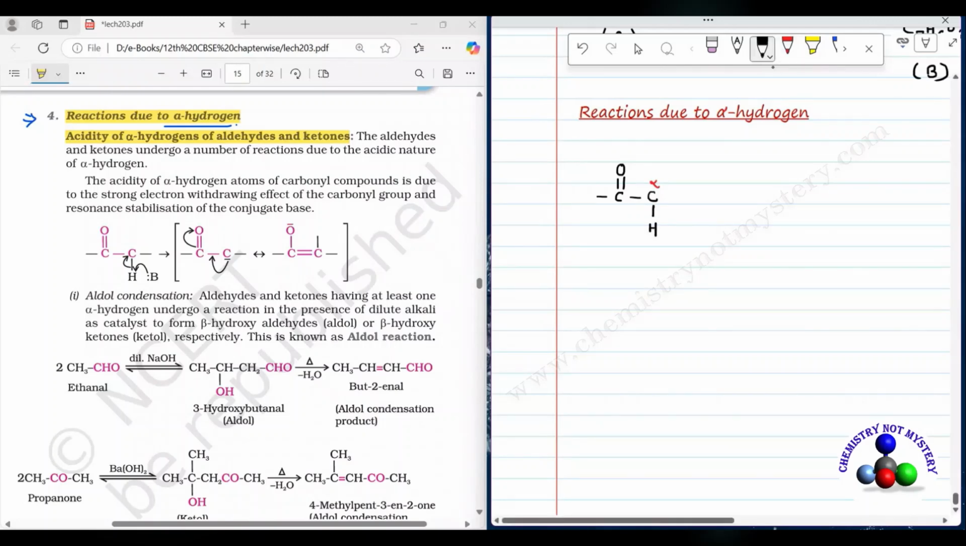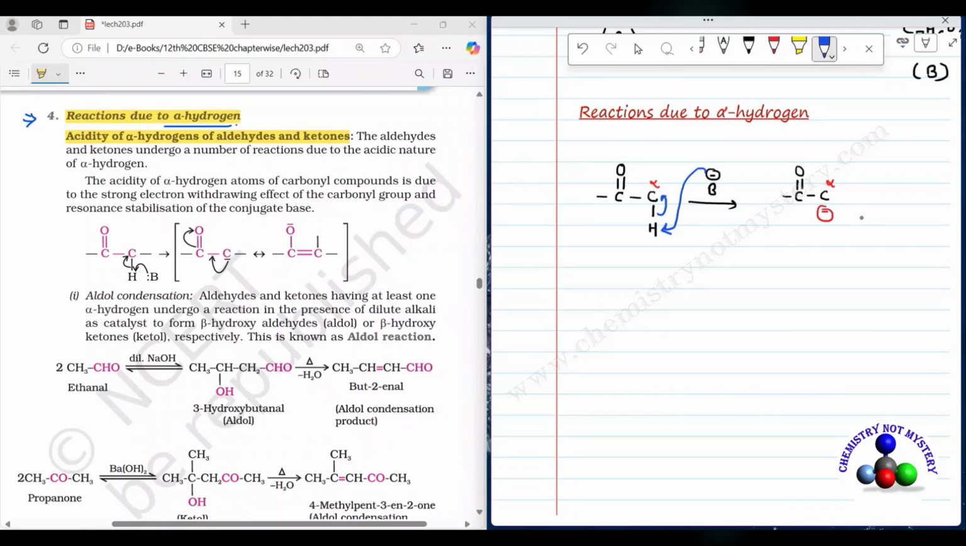When this alpha hydrogen gets abstracted by base, so base can be any negative ion. When this base abstracts the alpha hydrogen in the form of H plus ion, bonding electrons will move at alpha carbon. So here you will get the structure. This is the carbonyl carbon. Now this alpha carbon will carry negative charge.